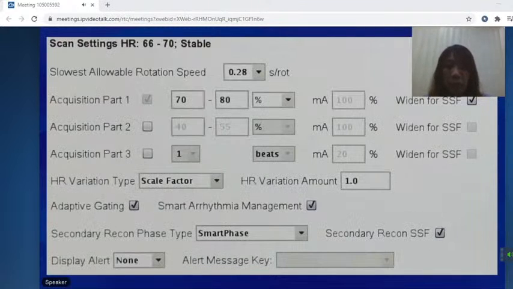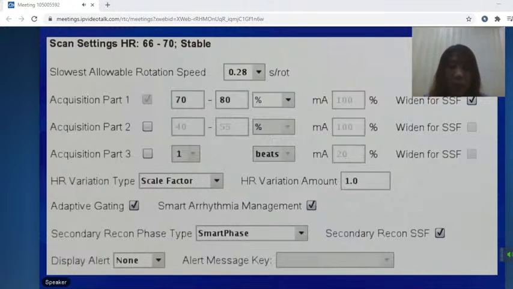Suppose the patient's average heart rate is 66 to 70. Heart rhythm is stable. The rotation time is 0.28 seconds. Only one acquisition part is enough. The acquisition phase is 70 to 80% R-peak with full mA. Widened SSF is chosen. Heart rate variation is the scale factor. The amount is 1, so a heart rate within the scale factor rating plus 1 will be scanned. Scanning coverage will be widened, but the data of the phase for post-processing will be more.